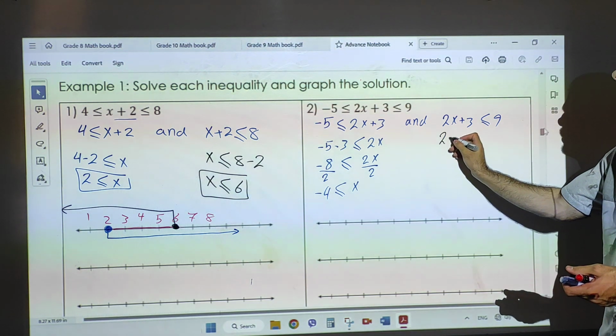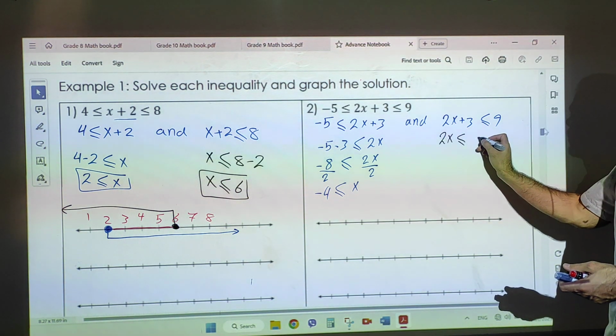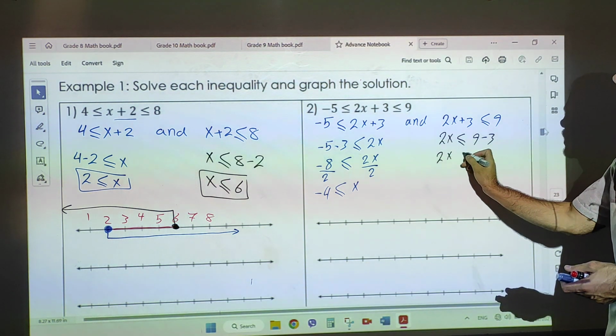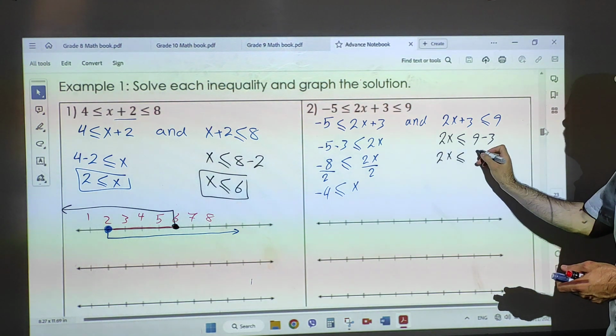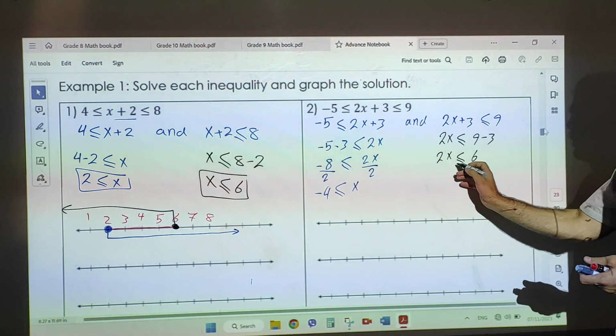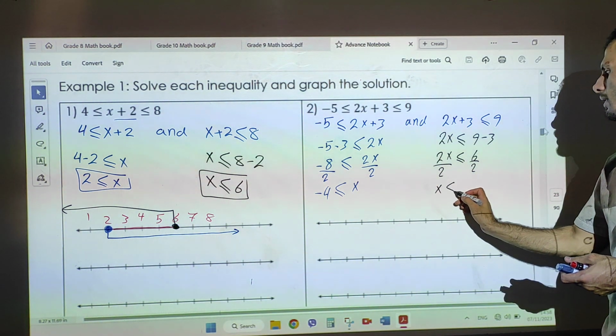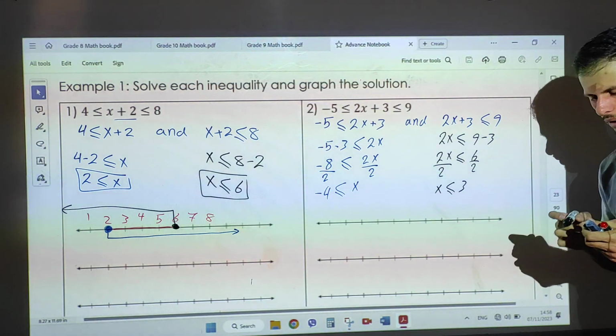We do 2x is less than or equal to 9 minus 3. 2x is less than or equal to 6. Because we have 2, we divide by 2. X is less than or equal to 3.